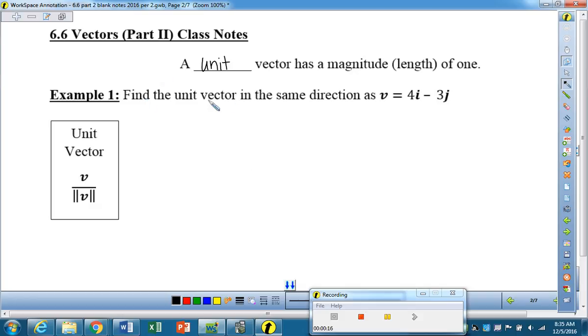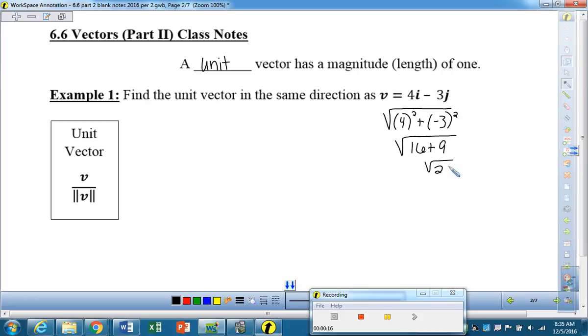So we're going to start by finding the unit vector in the same direction as this vector v, 4i minus 3j. Now, just by looking at this, if we were to do our magnitude formula right away, we can see that it's not a unit vector to start off with. If we find our length, we get the square root of 16 plus 9, which is the square root of 25. So the original length is actually 5.